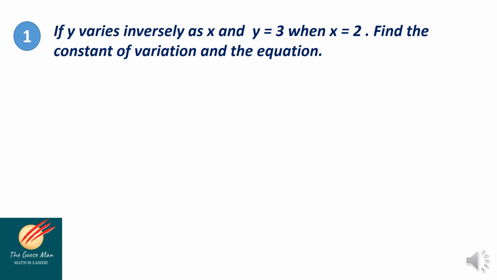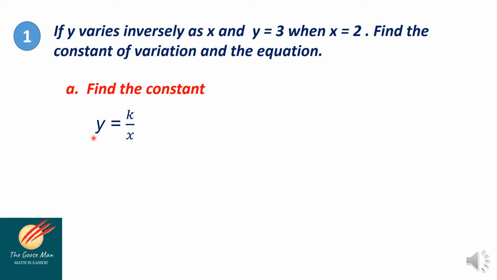Let's start with problem number 1. If y varies inversely as x, and y is equal to 3 and x is equal to 2, find the constant of variation and the equation. So let's start first with the constant. In order to find the constant, we'll start with our equation. So y is equal to k all over x.